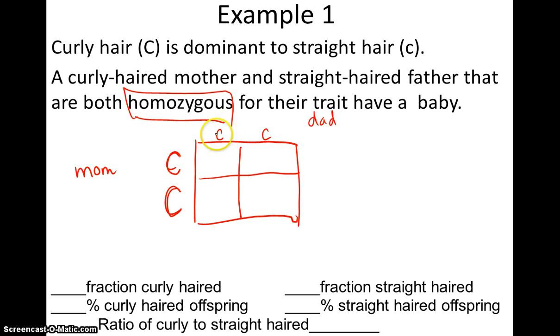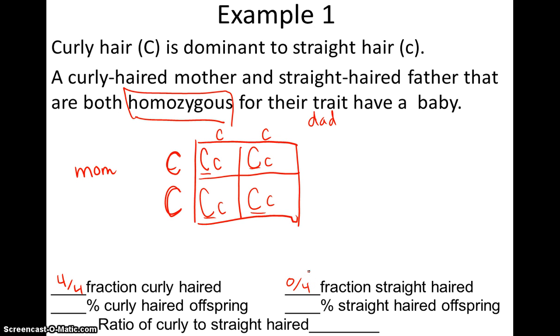So now if we just go in and fill it in, you always write the bigger one first if it's there. So we'll do big C, little c, big C, little c. It doesn't matter who the trait's coming from, and if there's a capital, you write it first. So in this case, we end up with all 4 of them having the same possible genotype. So all the offspring are going to have big C, little c. So this means because there is a dominant one there, the big C, all of the possible offspring are going to be curly-haired. So the fraction of curly-haired offspring would be 4 out of 4. There's not going to be any straight-haired, so it'd be 0 out of 4.